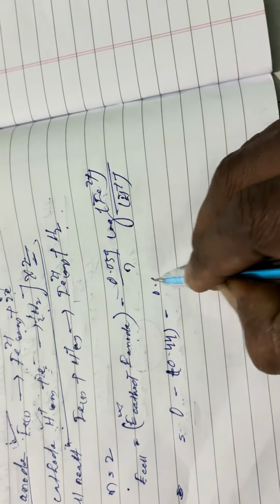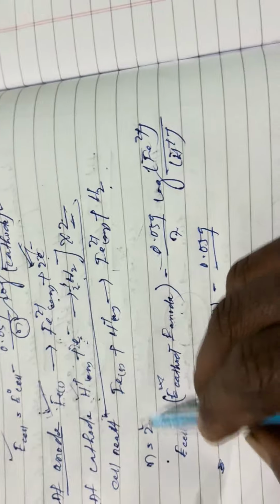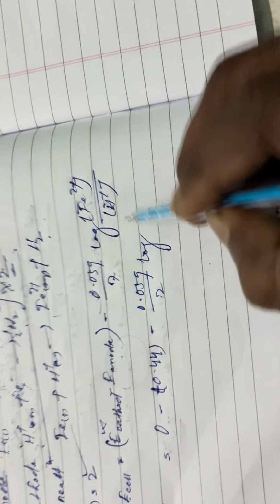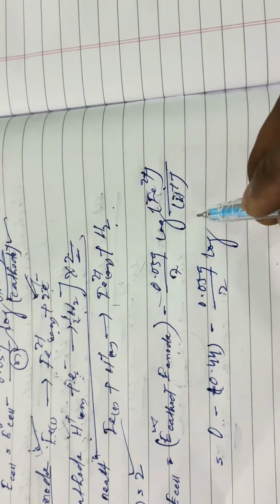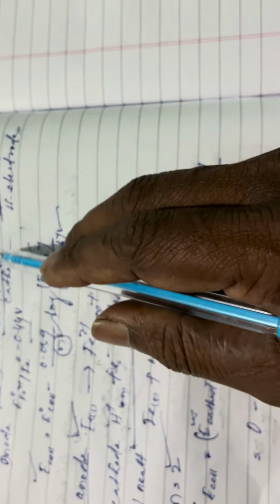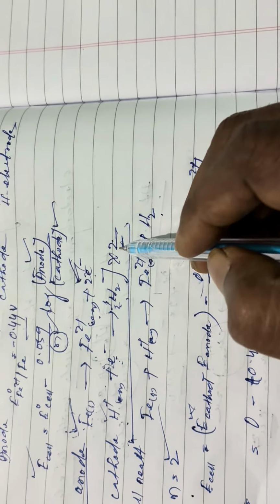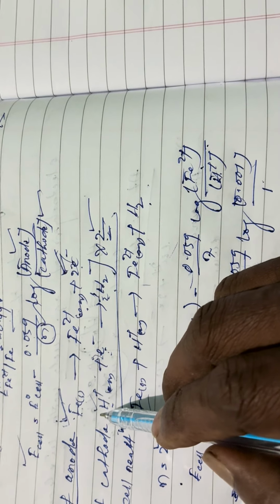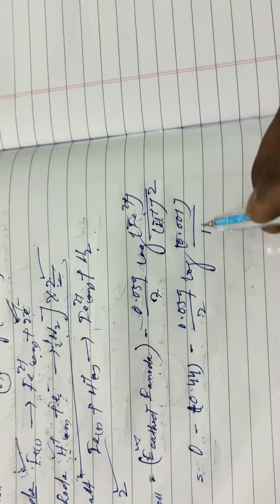Minus 0.059 divided by n. What is n? n is 2. Log of concentration of Fe2+, that is 0.001, divided by concentration of hydrogen, which is 1 M, to the power 2, because the whole reaction is multiplied by 2, that means the stoichiometric coefficient of H+ is 2, so it is raised to the power of 2.